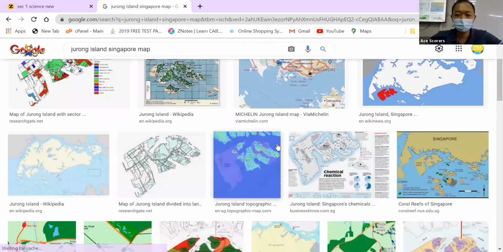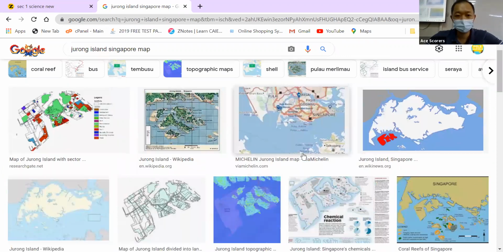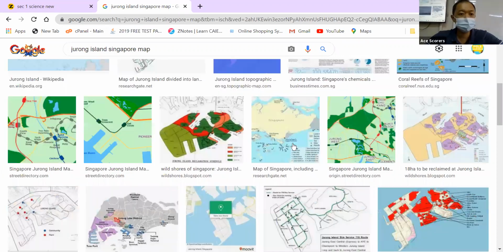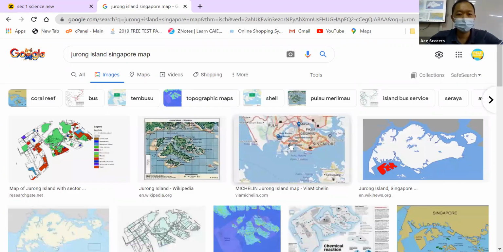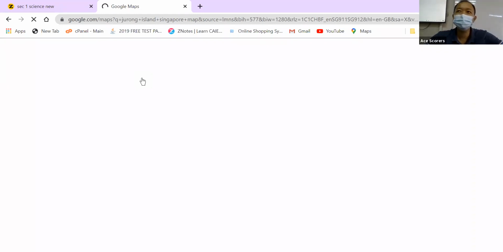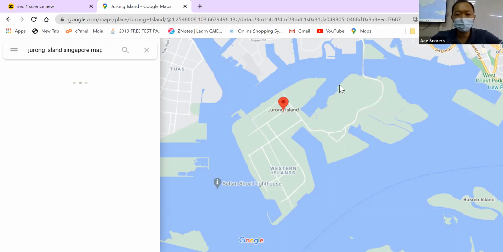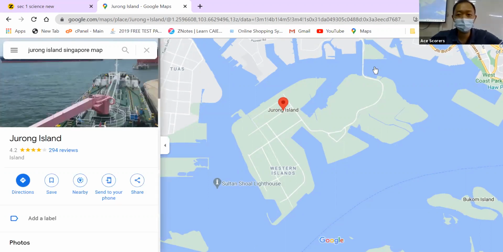Let's show you on Google Maps. Go to Maps. Jurong Island. Anybody been to Jurong Island before? I went during army NS. Right, the whole place is reclaimed. It's actually made out of many islands, multiple islands, but Singapore went to reclaim it.